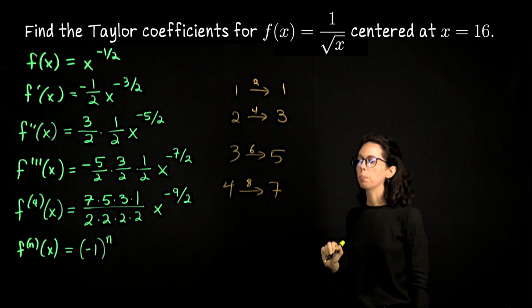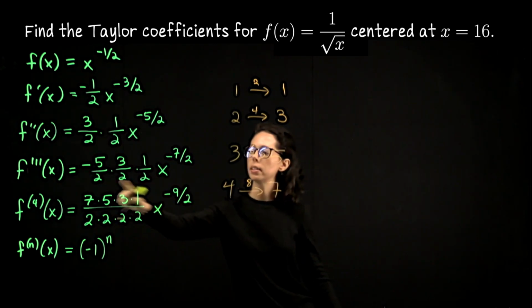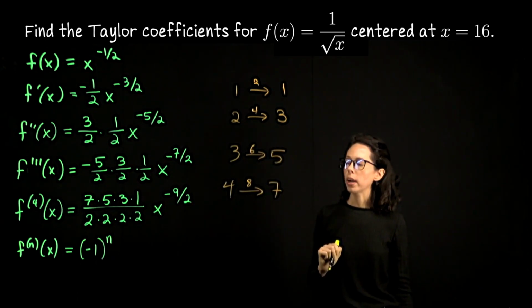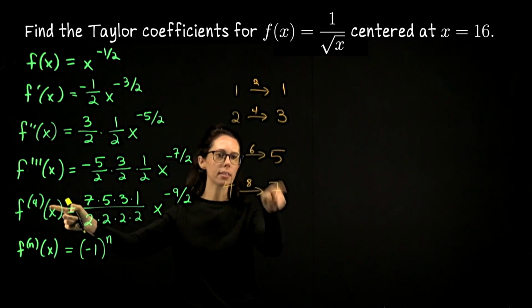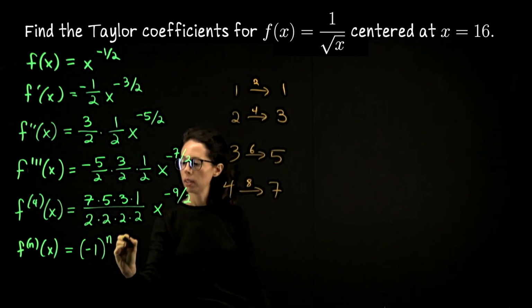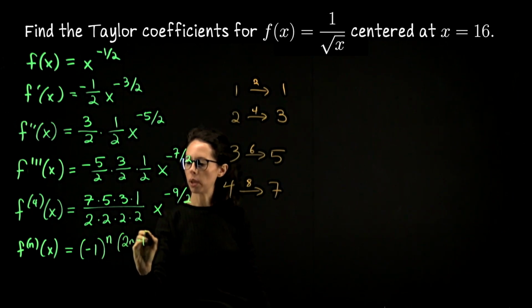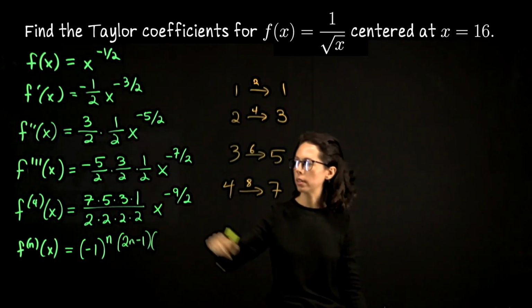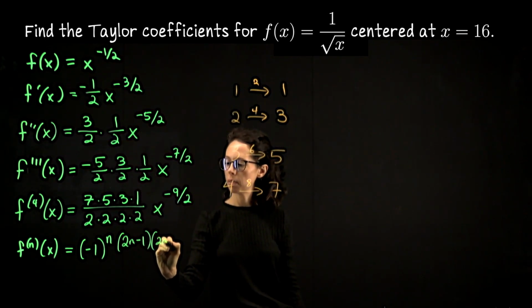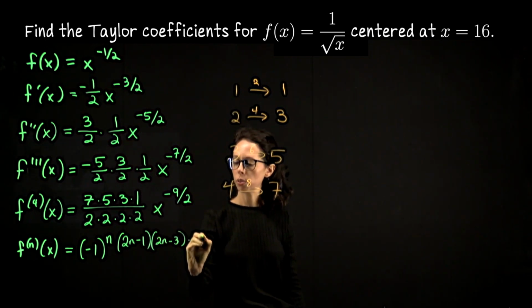Then we have a product of odd integers, where the highest one is twice the order of the derivative minus 1. So from 8 to 7, 6 to 5, 4 to 3, 2 to 1. So that's going to be 2n minus 1. And then we multiply on down to 5, 3, 1. So how about 2n minus 3 down to 3 times 1?